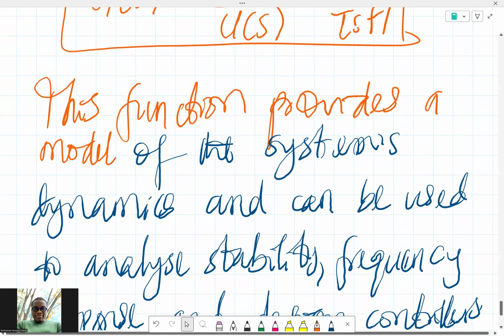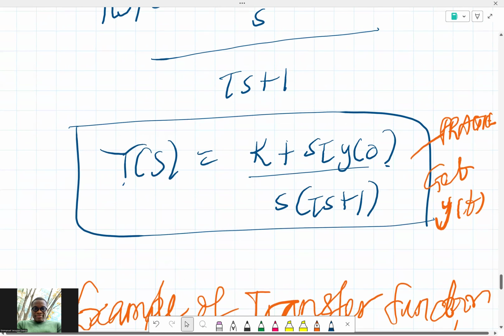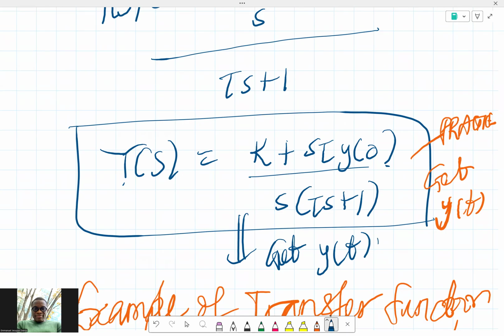So don't forget the simple practice now. You want to get y of t from here. That's the practice. Let me see this in the comment section, either on YouTube or on Facebook. What you are simply going to do is resolve into partial fractions and take the Laplace inverse, and then you can get y of t. That's the output in the control system.